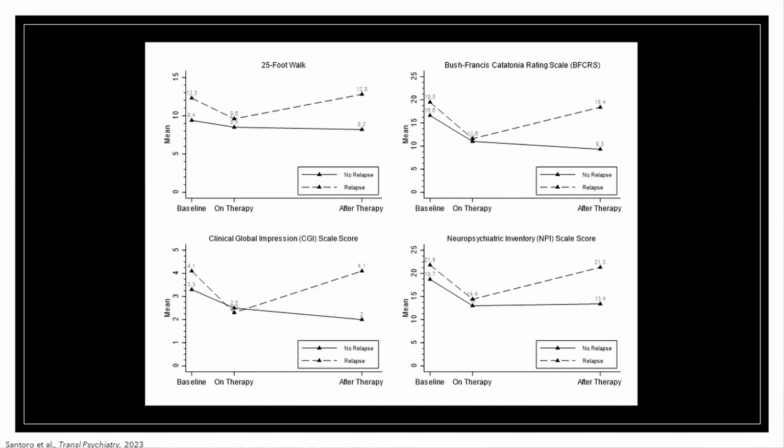And you're probably going to say, all right, but how did you just say like, oh, they're better, cool, IVIG works? We tried to use as many objective markers of improvement as we could. So we did things like a 25-foot walk, Bush-Francis scale for catatonia evaluation, clinical global impression scale, and neuropsychiatric inventory.